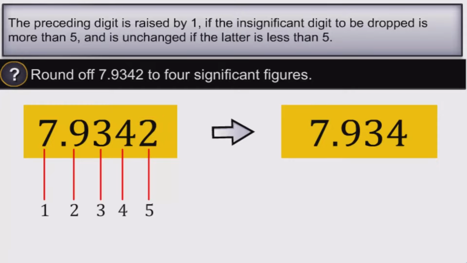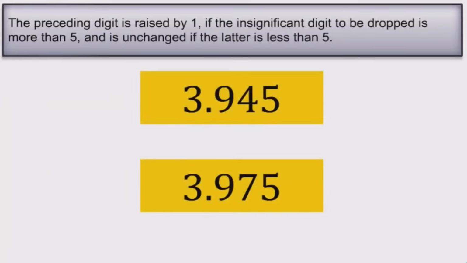Now, consider two numbers 3.945 and 3.975. Let us round them off to 3 significant digits. In this case, the insignificant digit to be dropped is neither greater than nor less than, but is equal to 5 in both the given numbers.